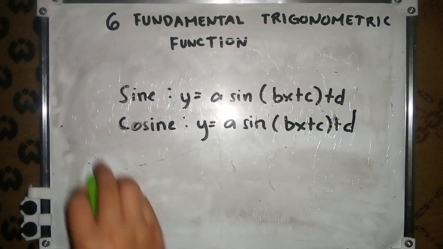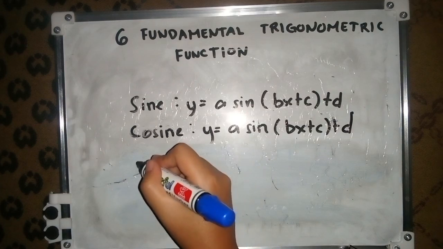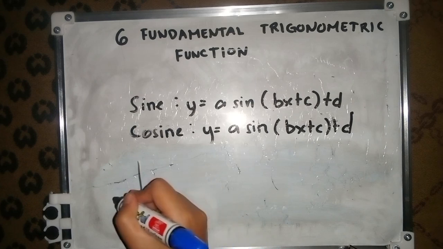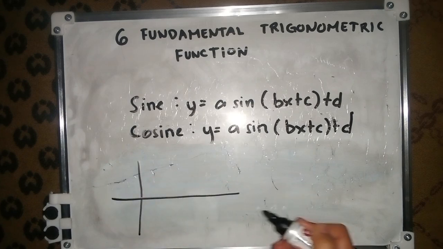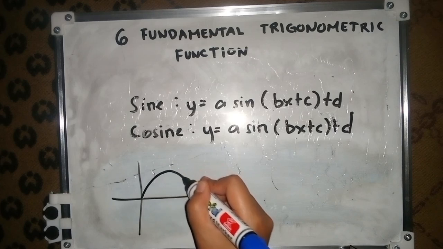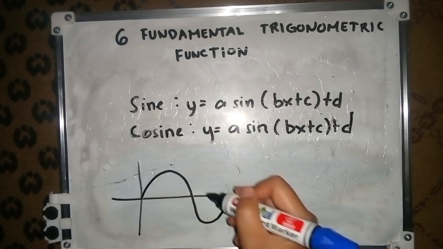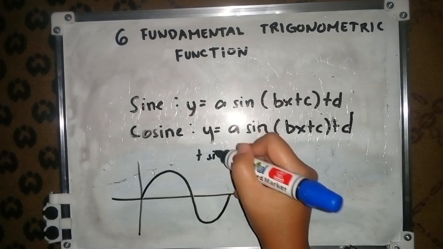So for example, but before that, we need to know what the positive sine looks like. So, the positive sine looks like this. We will start at the center, then it goes up, and then down, then back at the center. So this is the positive sine.